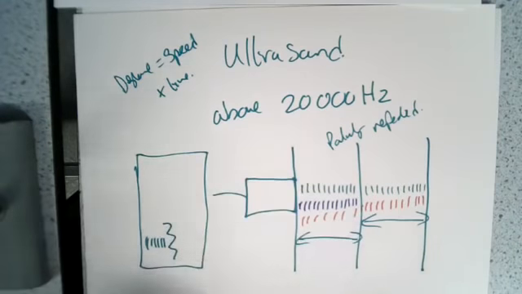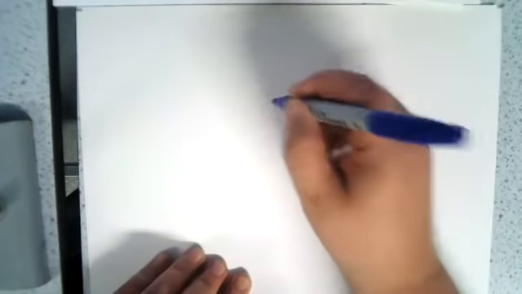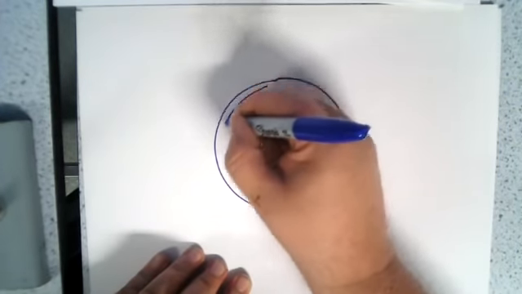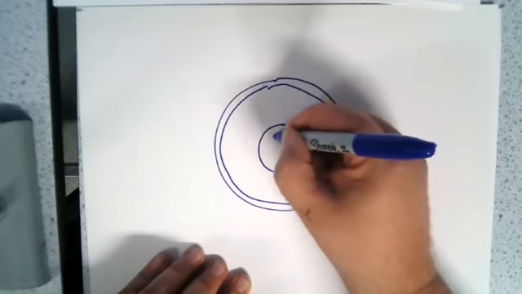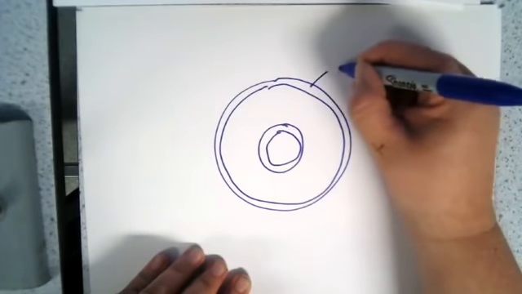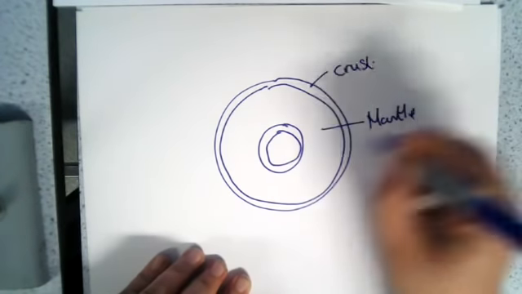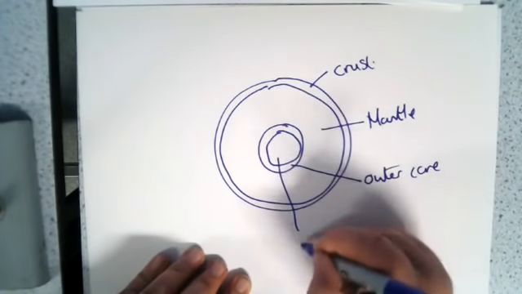Now, we use the principle of sound to look at the structure of the Earth, okay? And one of the things that you need to be able to do tomorrow is be able to say potentially, what is the structure of the Earth and how do we know? So I'm just quickly doing a drawing of the Earth, okay? So we have on the outside the crust, we have the mantle, we have the outer core, and we have the inner core.